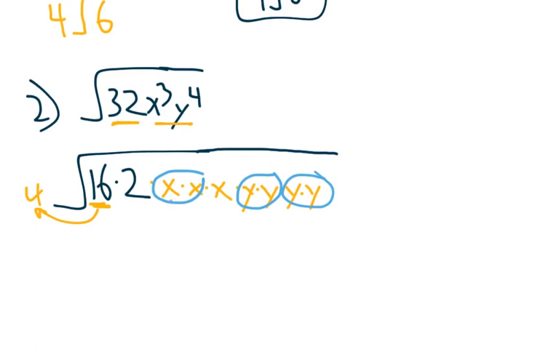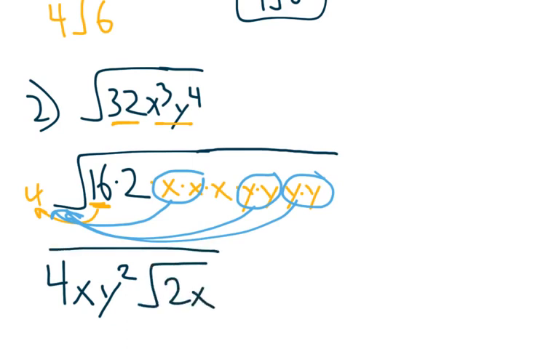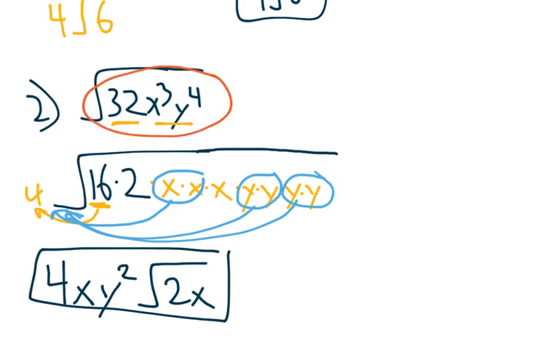So I can take out 1x and 2 sets of y's. And what that leaves me with, so we'll go to the final answer now, is 4, one of these x's, and then I have 1 set of y's, and then a second set of y's, so I'll write that as y squared times the square root of 2x. Box it, walk away.